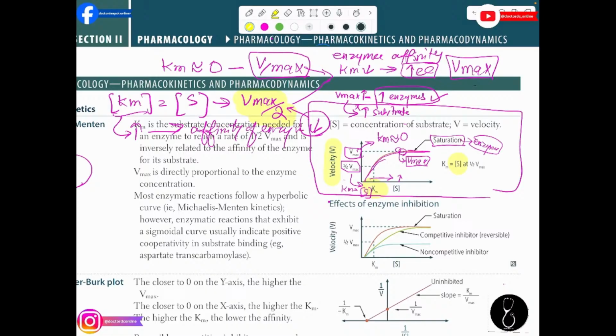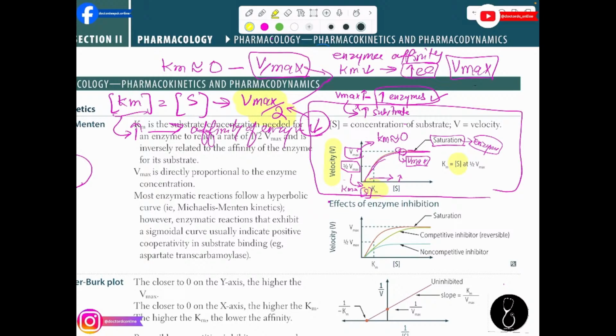The first is: Km is the substrate concentration needed for the enzyme to reach the rate of Vmax half, and is inversely related to the affinity of the enzyme for the substrate. I already told you that if the Km equals the concentration of substrate, then the velocity will be half of maximum. And if the Km is high, then the affinity with the enzyme will decrease. Now we move to our next statement: the Vmax is directly proportional to enzyme concentration.